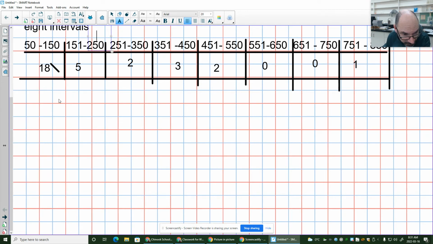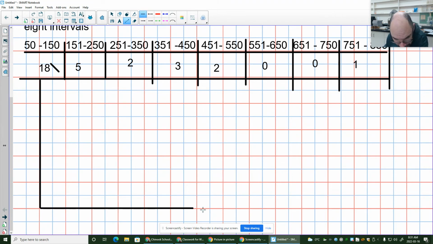Okay, now we're going to just make a graph here with some axes. So we'll go like this. Now we've got 1, 2, 3, 4, 5, 6, 7, 8 of those. So I'm going to go with 8 double blocks. So there's 1, 2, 3, 4, 5, 6, 7, 8 double blocks.